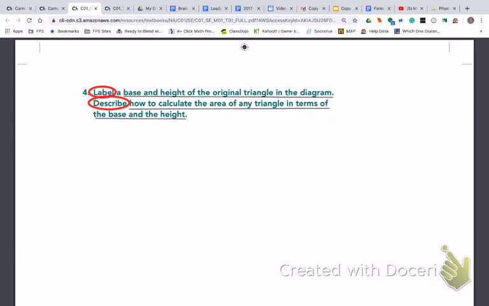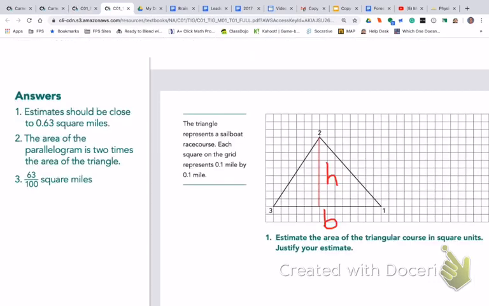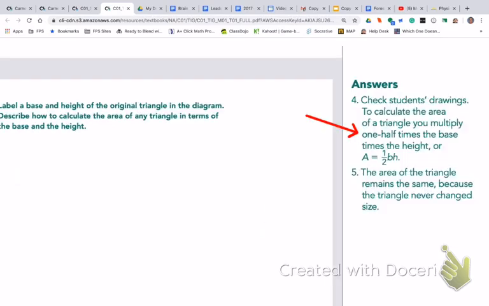Please turn to page 21, answer number 4 with your group. For number 4, here is how you can label a base and height of the original triangle in the diagram. And to calculate the area of a triangle, you multiply 1/2 times the base times the height, or A is equal to 1/2 B times H.